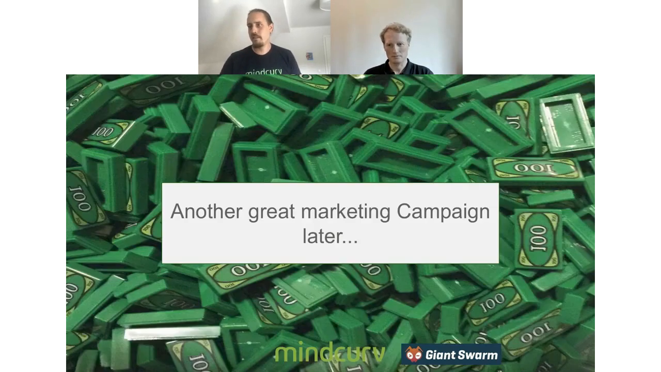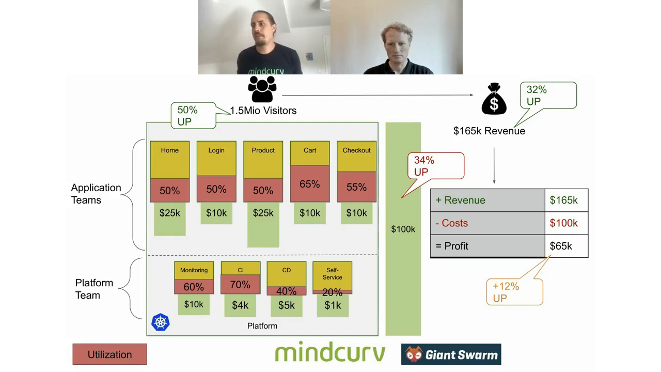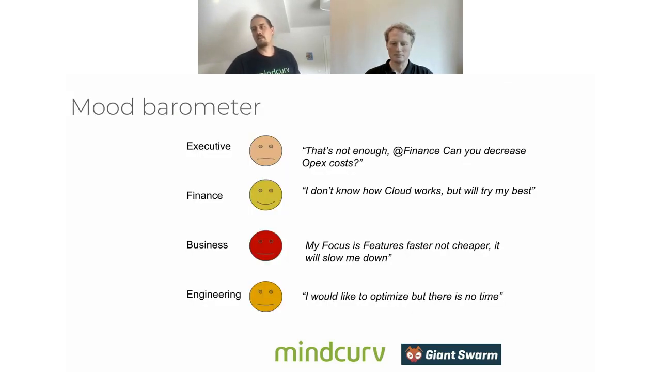Another great marketing campaign later. So what happened here? You increased your visitors by 50%. You increased your revenue by 32%, but because the servers are still not cost efficient, you end up with 100K, increased by 34%. So the profit went up a bit, 12%, but the visitors and the revenue were raised by 32%, so it's still not great. With all these efforts, the marketing campaign was super expensive, and the expectations were much higher. Let's look at how the people feel about it.